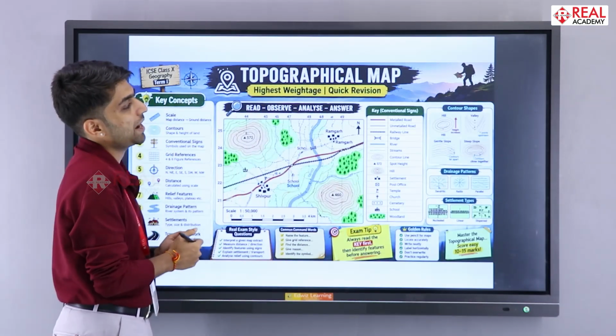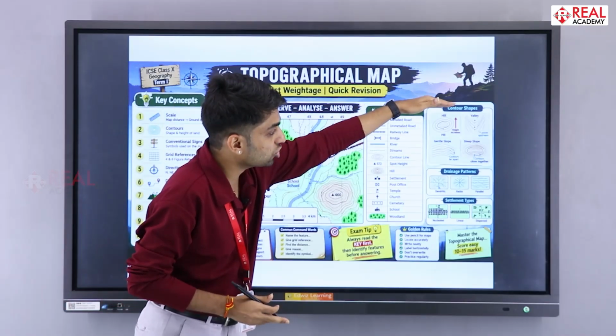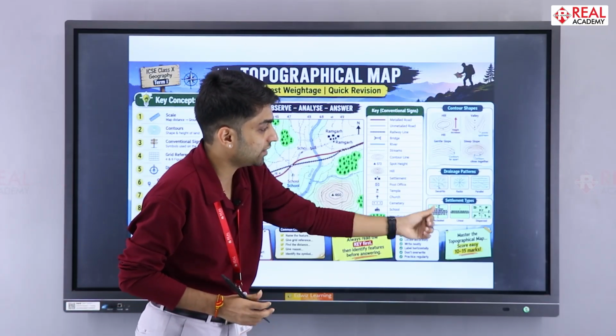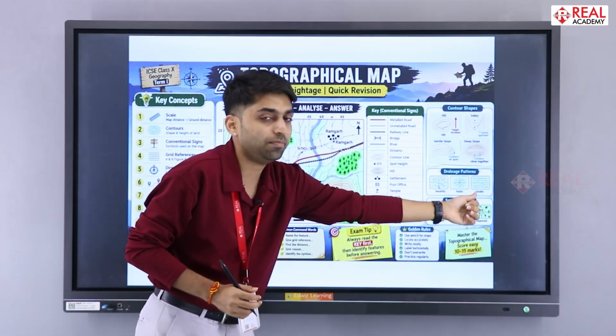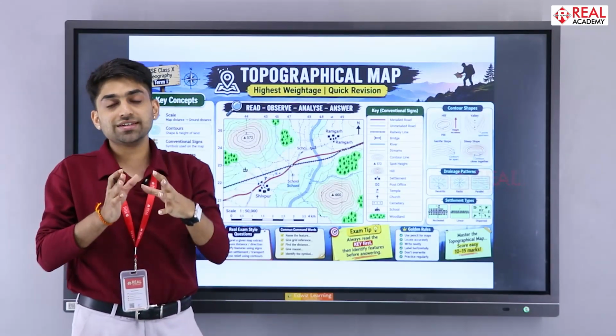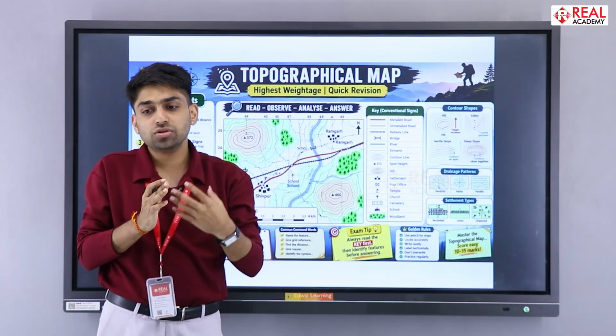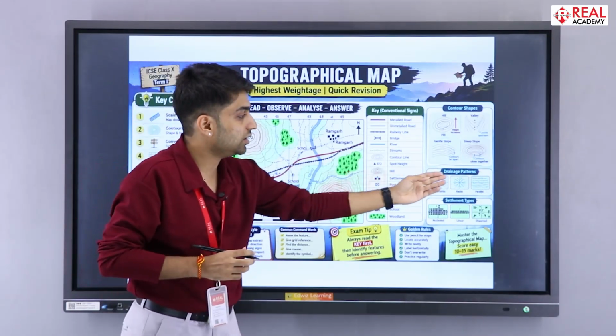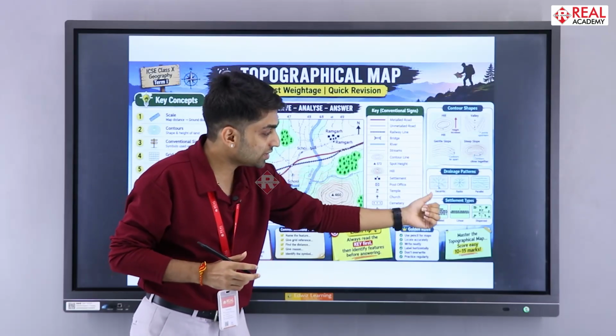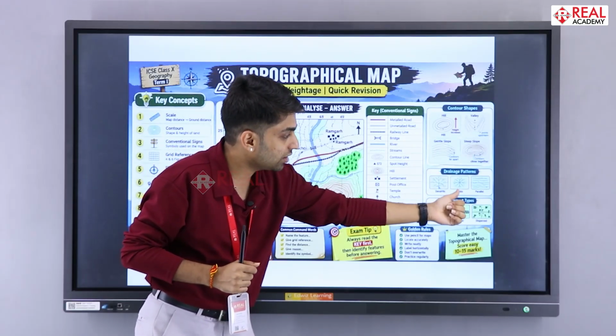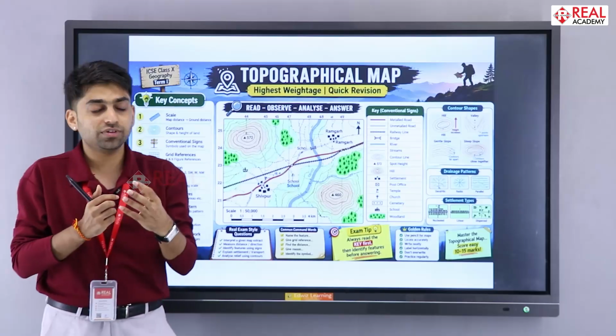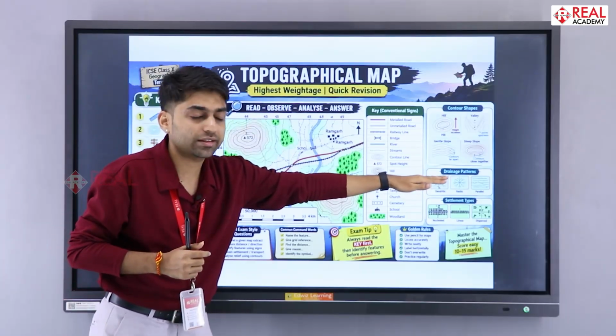You are supposed to learn about contour shapes, then drainage patterns: dendritic, radial and parallel. Now the thing here is that many times 2 marks questions are asked regarding the drainage pattern, and you get confused between dendritic, radial and parallel rivers and you lose your marks there.